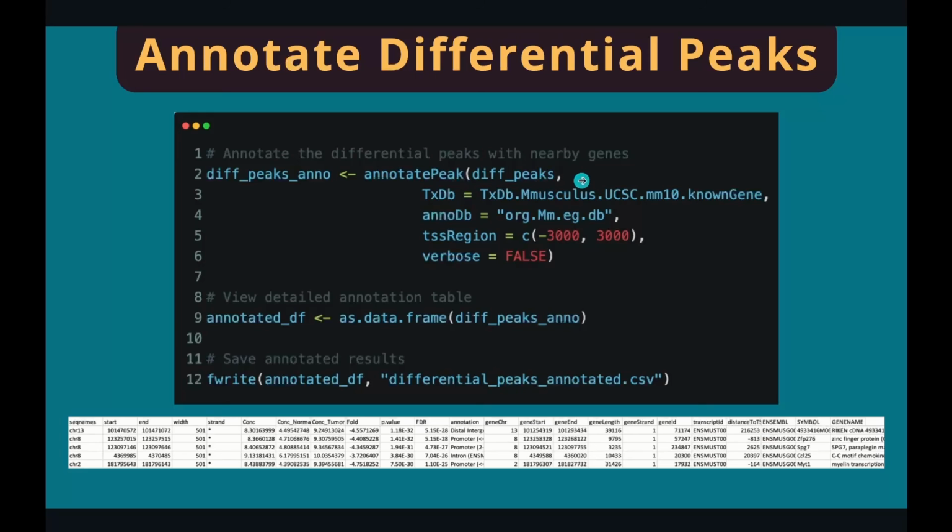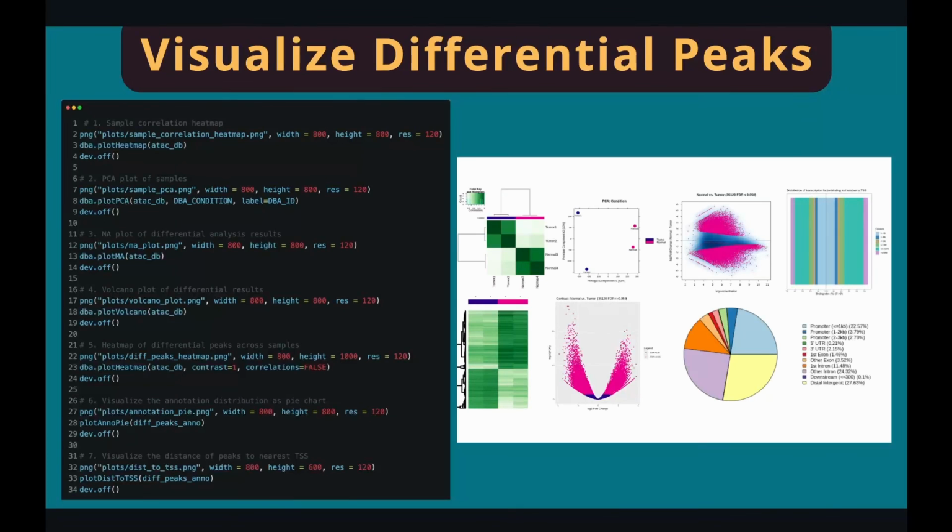Input is our differential peak table. We need genome annotation files for mouse, TSS region, 3 KB flanking regions. We can convert the results into a data frame and save it onto our computer. This is the format of the resulting table. We have peaks, distance, and genes.